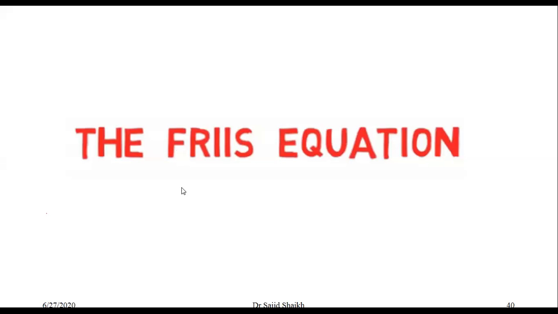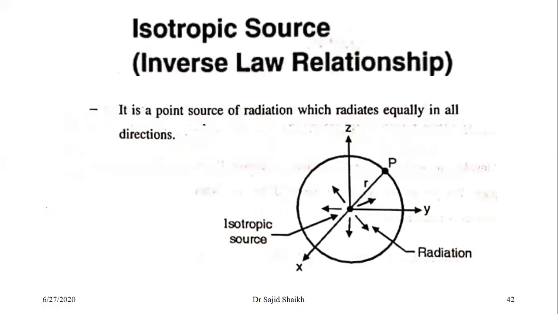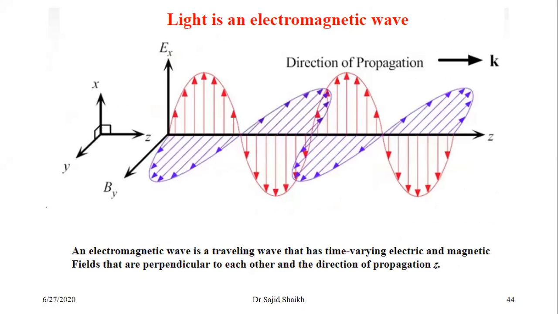Here, when we study the Friis equation, we should know what free space is, which we already discussed. We should know the isotropic source, which is a source that radiates an equal amount of energy in all directions. Power density is the radiated power per unit area. We already discussed all these things, and we know the formulas also. So this is the transmission of electromagnetic waves.